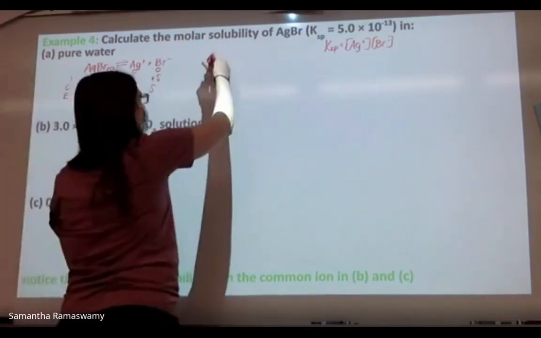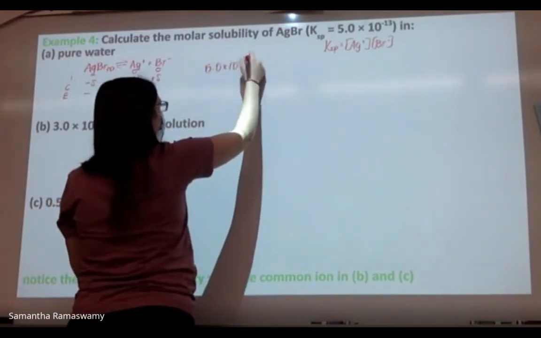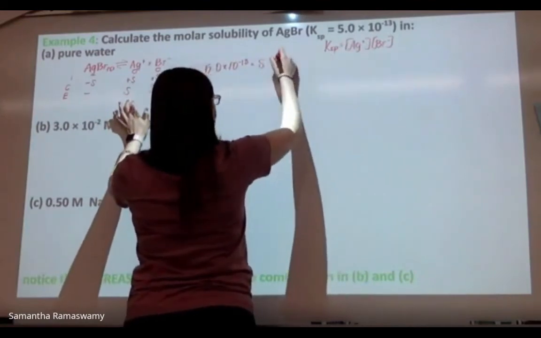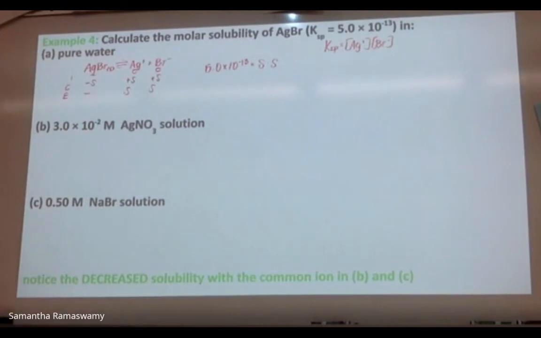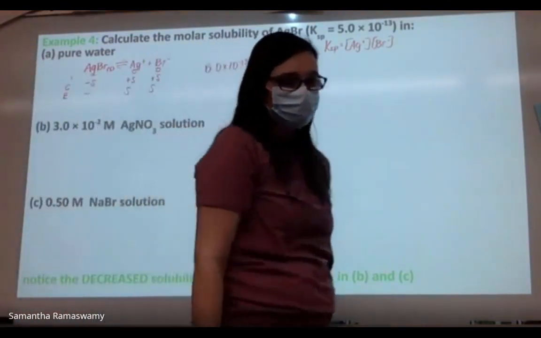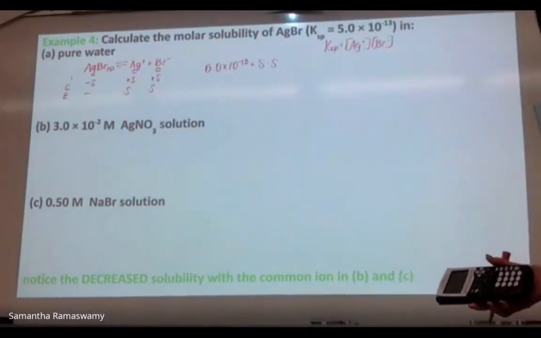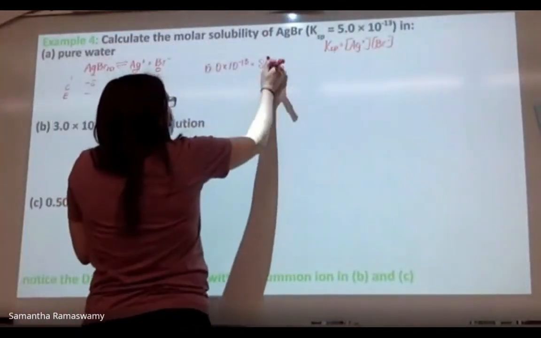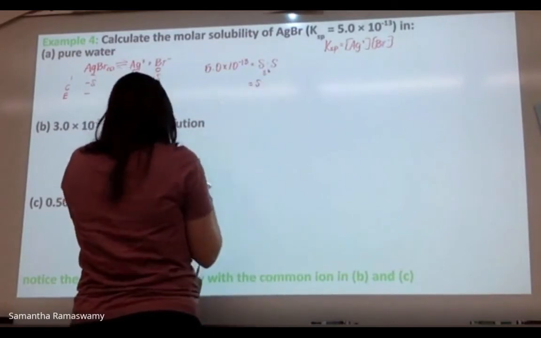So this one's a nice Ksp, 5.0 times 10 to the negative 13. Ag plus is S, Br minus is S, so this is S squared. So to solve for S, take the square root.